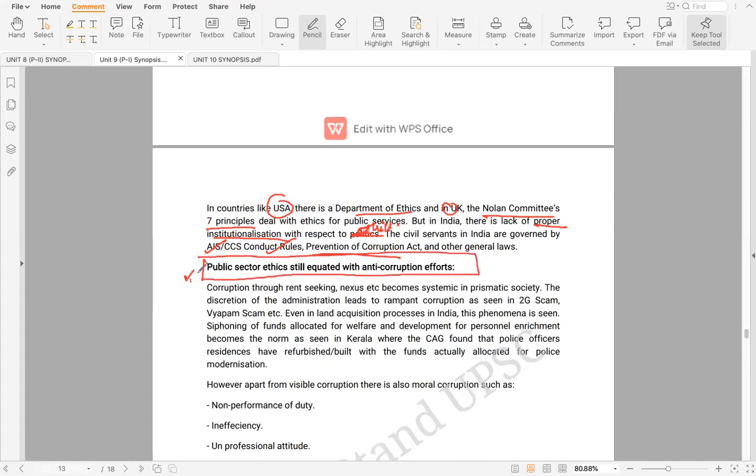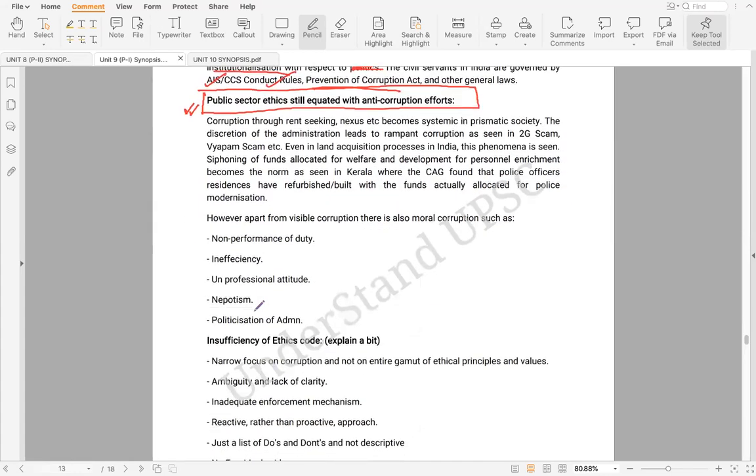So to tell us how for us ethics still is only anti-corruption. And then we'll talk about how it is insufficient, because apart from anti-corruption, we need more other things. Also, it is also insufficient for corruption itself, right? So corruption through rent-seeking, nexus, etc., becomes systemic in prismatic society. Talk about how corruption is both systemic and systematic.